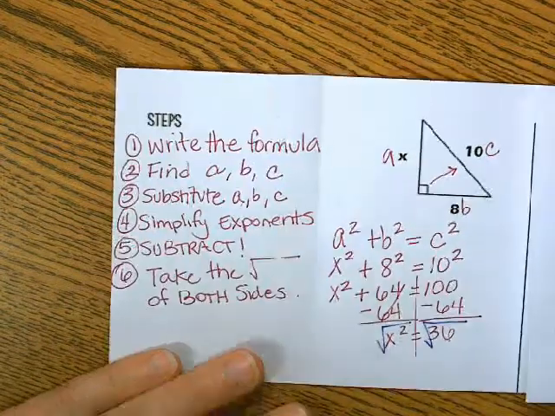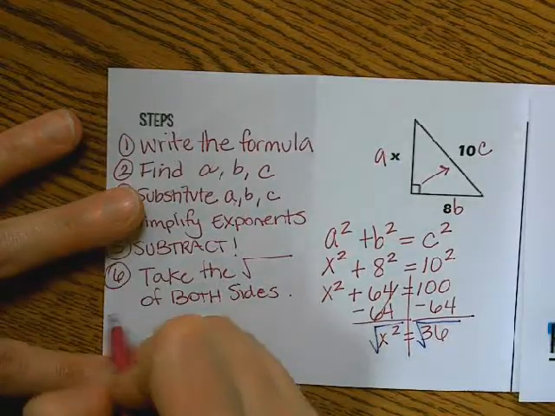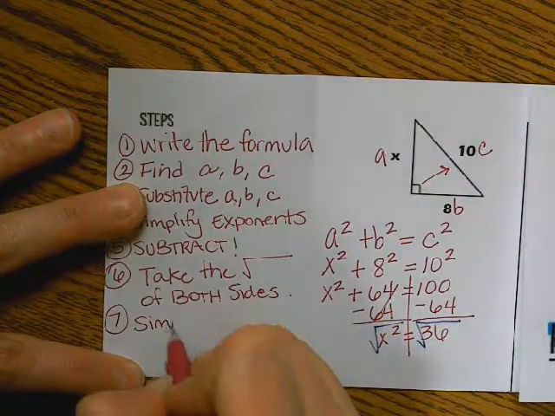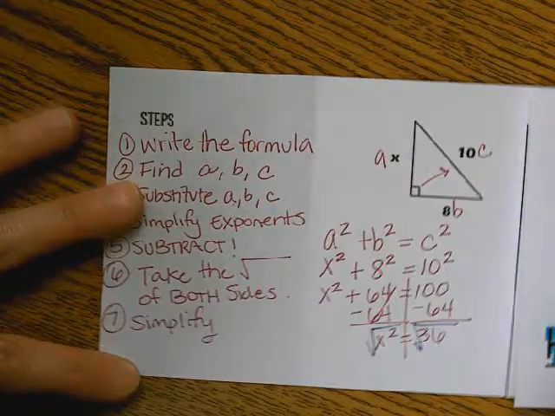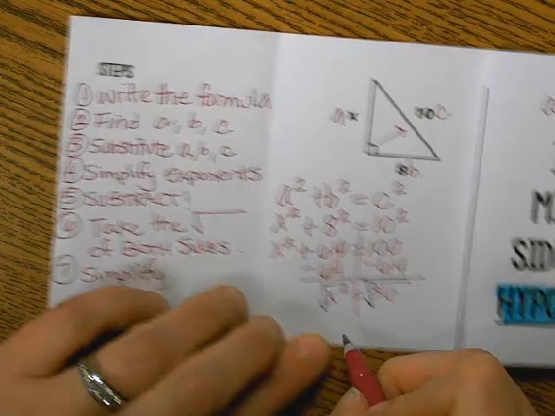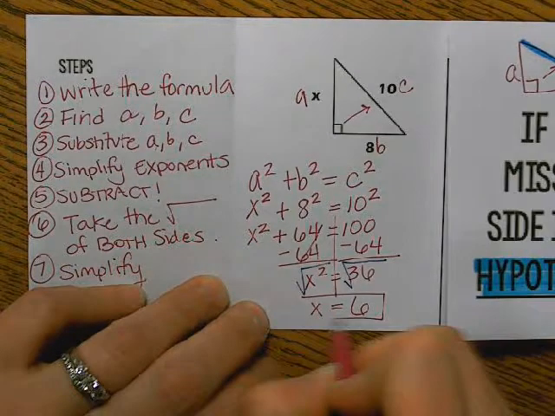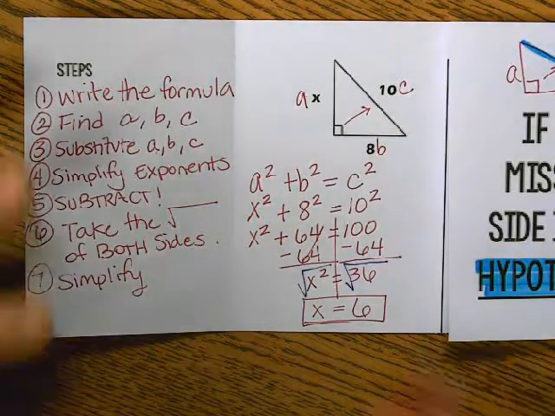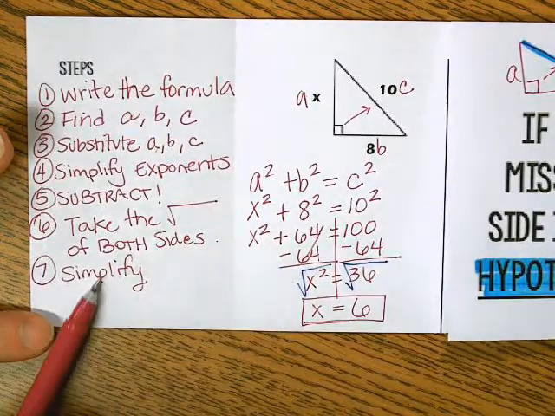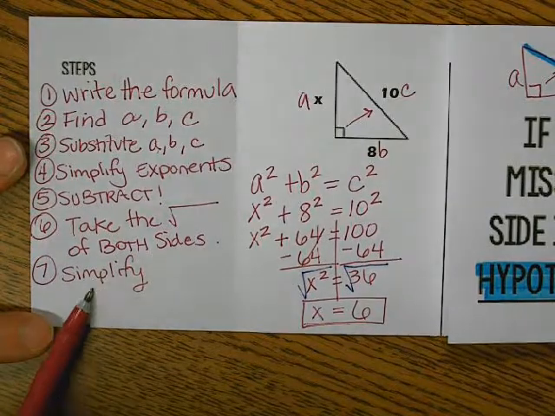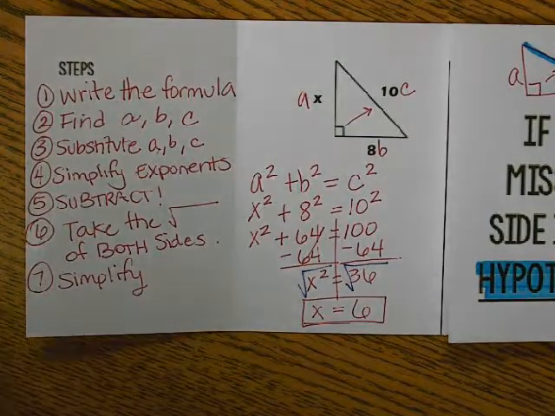Okay? So, the last thing you're going to do is simplify. So the square root of x squared is x, and the square root of 36 is 6. Okay? Now simplify, you might need to do the cake method or whatever. Okay? So just keep that in mind.